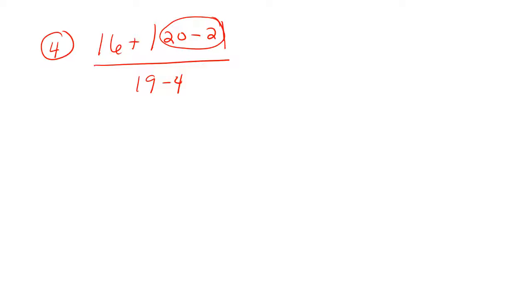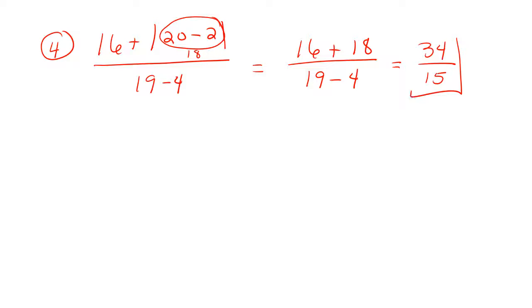Question number 4 on the review is an order of operations agreement. And you know that we are supposed to work within the grouping symbols first. This grouping symbol is a parentheses. So 20 minus 2 would give me 18. The absolute value of 18 is 18. So I have 16 plus 18 over 19 minus 4. 16 plus 18 will give me 34. 19 minus 4 is 15, and that will not reduce any further.